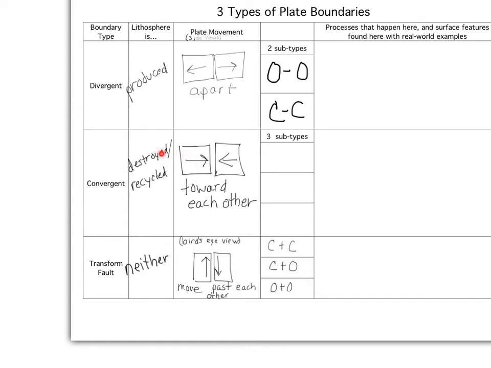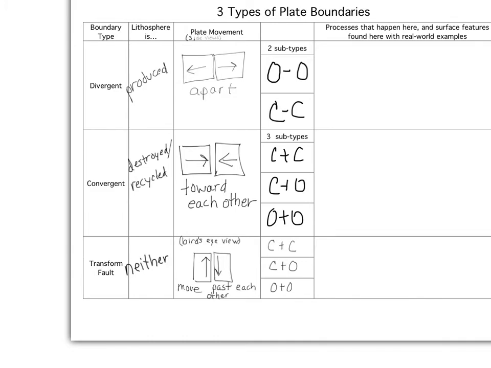Then, okay, for the convergent boundary, the lithosphere is destroyed or recycled back down as it's subducted, as plates are crashing into each other. And here we get the three subtypes like you would expect. If we want to start with C, that's fine. So CC, C plus C, C plus O, O plus O. Continental, continental, continental, oceanic, or oceanic, oceanic.